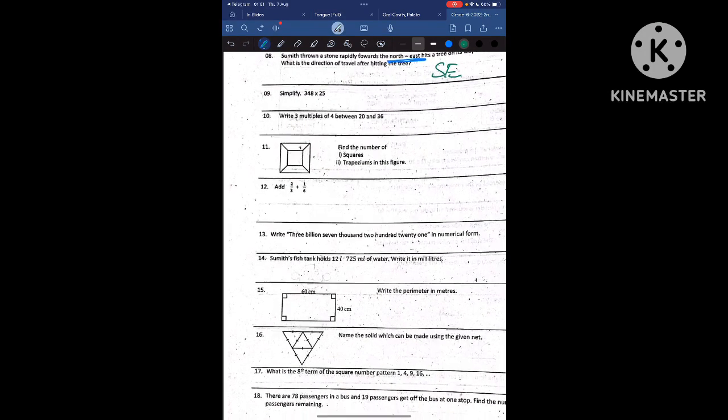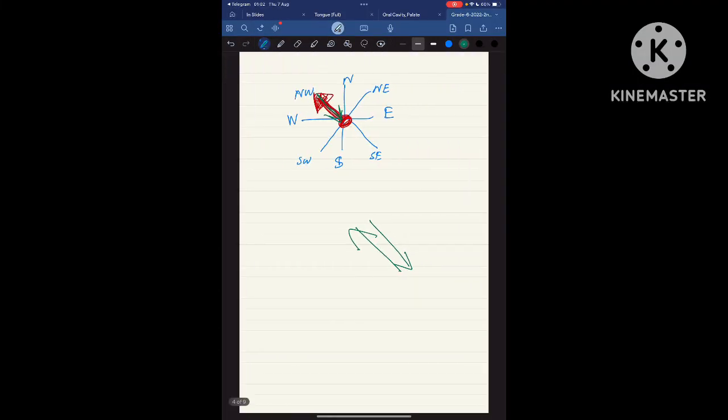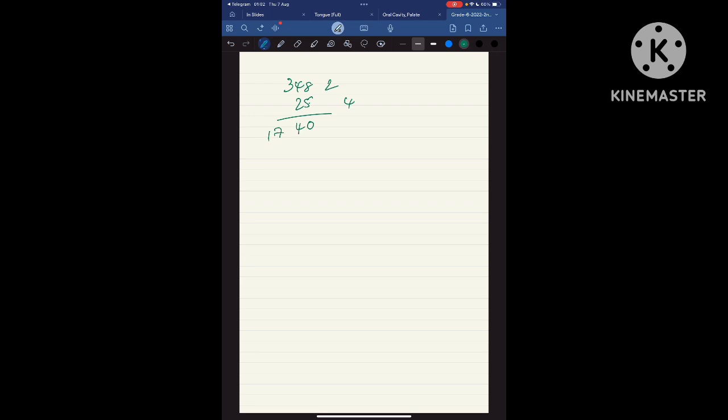Simplify 348 times 25. I'll multiply that here. 348 times 25. 8 times 5 is 40. 5 times 4 is 20. 20 plus 4 is 24. 5 times 2 is 10. 10 plus 2 is 12. Next, 8 times 2 is 16. 1 remaining. 4 times 2 is 8. 8 plus 1 is 9. 3 times 2 is 6.